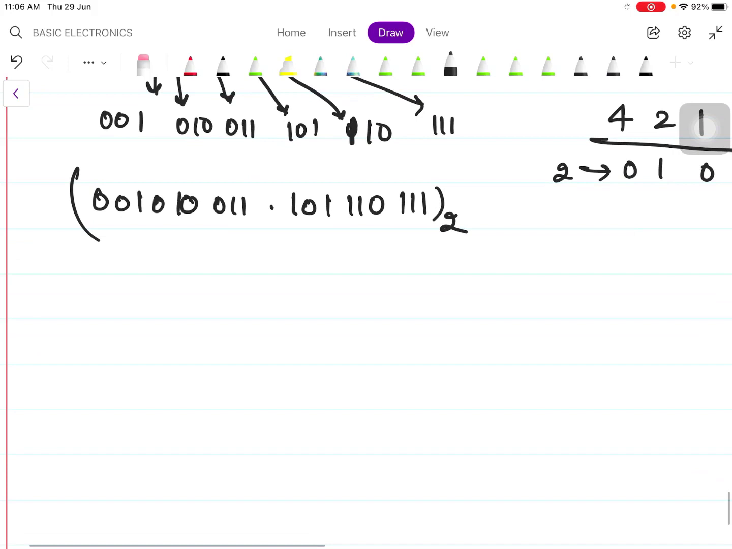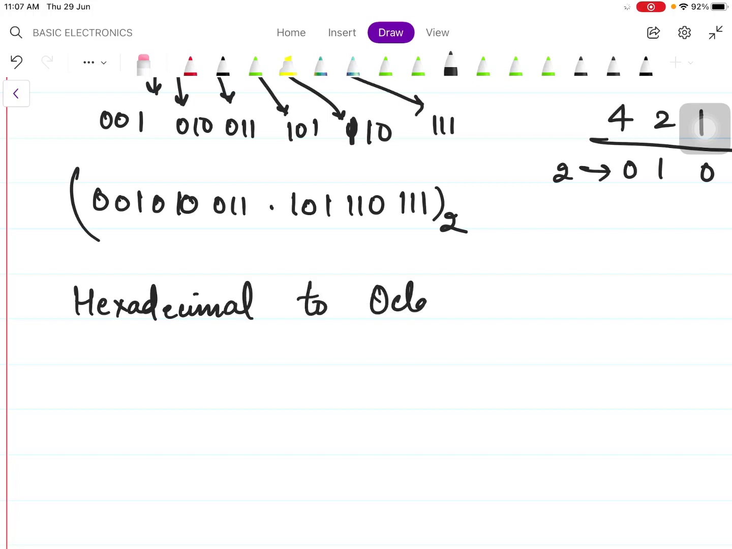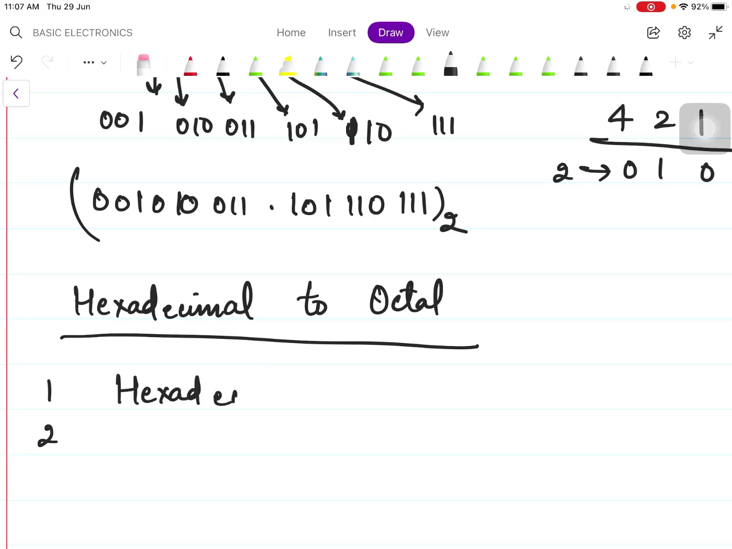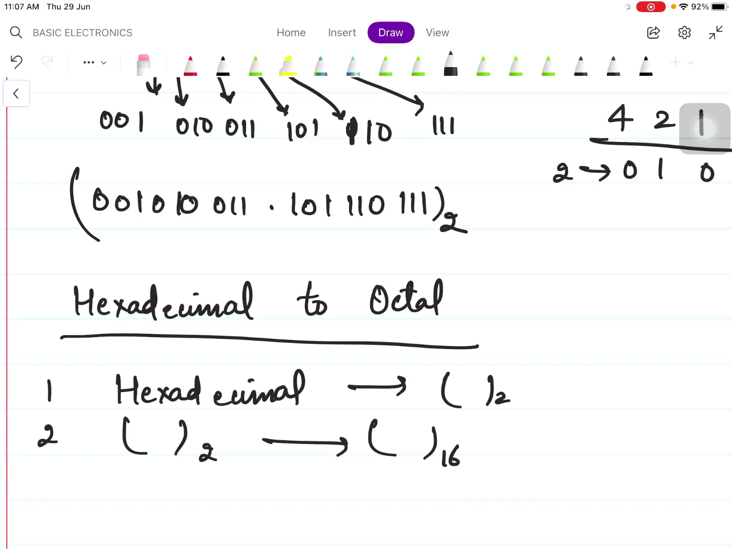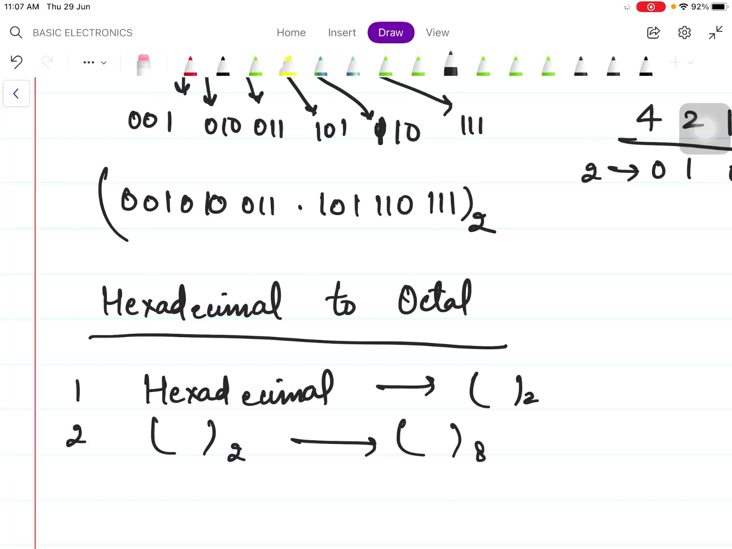Now the last conversions that are left are hexadecimal to octal and octal to hexadecimal. What you have to do over here is follow 2 steps. The first step is the conversion of hexadecimal to binary, and then from binary to octal. So this is how you have to do hexadecimal to octal or octal to hexadecimal conversions.